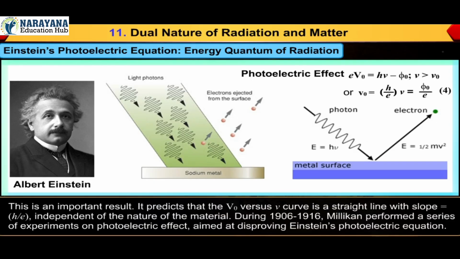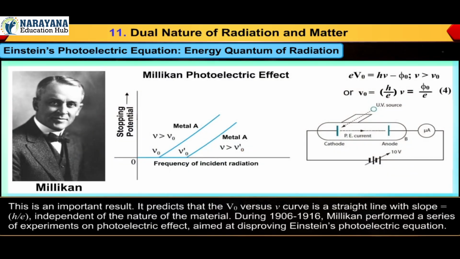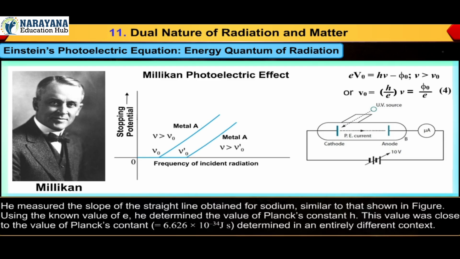During 1906 to 1916, Millikan performed a series of experiments on the photoelectric effect aimed at disproving Einstein's photoelectric equation. He measured the slope of the straight line obtained for sodium, similar to that shown in the figure. Using the known value of e, he determined the value of Planck's constant h. This value was close to the value of Planck's constant, equal to 6.626 × 10^-34 joule second, determined in an entirely different context.